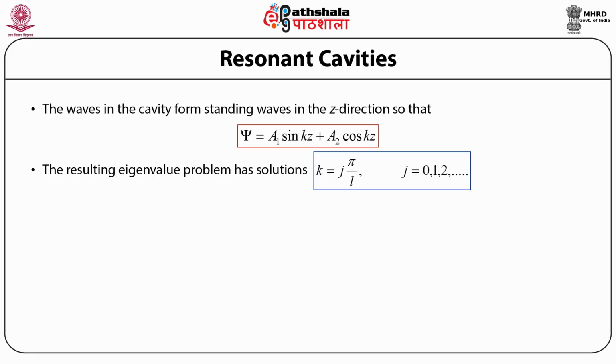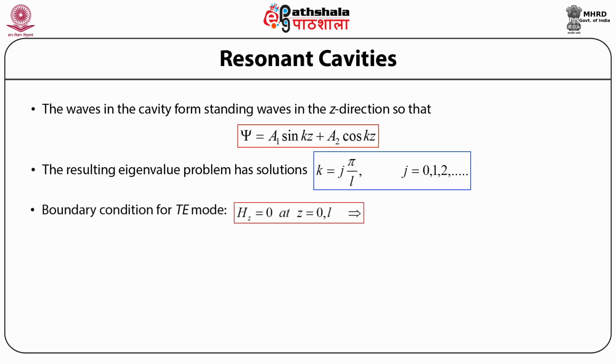Here we substituted the wave function psi in the above wave equation that we had derived for the waveguides. Now applying the boundary condition for the transverse electric mode, that the longitudinal component of magnetic field Hz is equal to 0 at z = 0 and z = L, that is at the beginning and the end of the cylindrical resonant cavity.